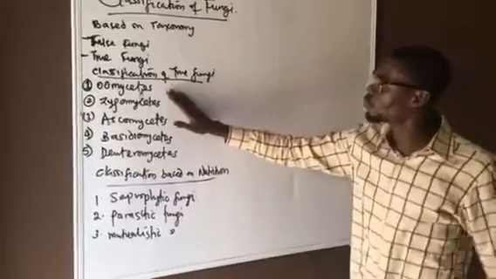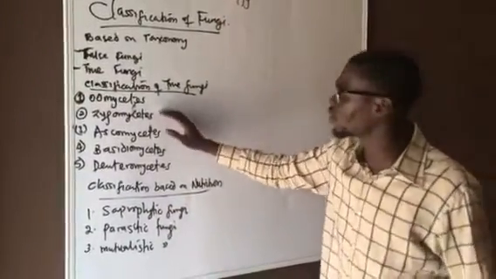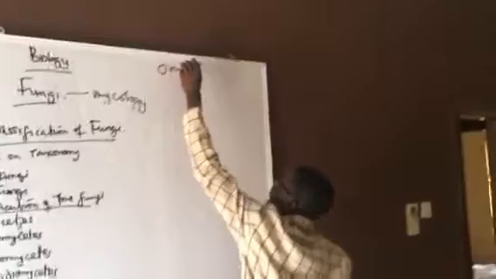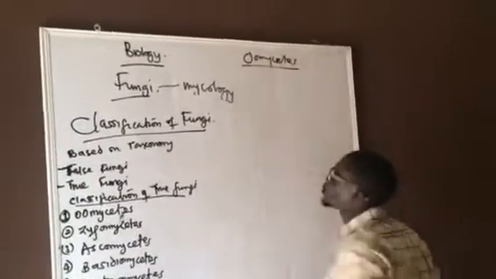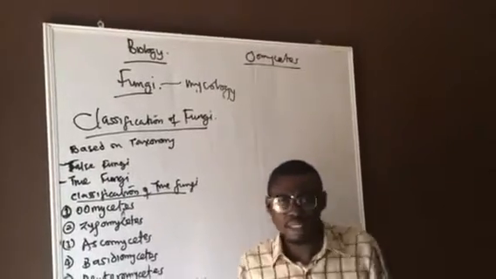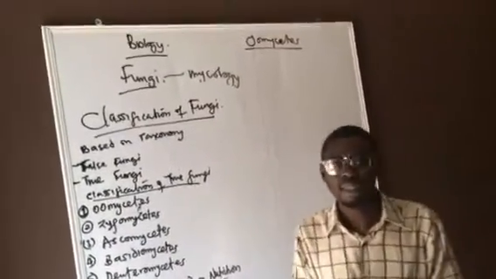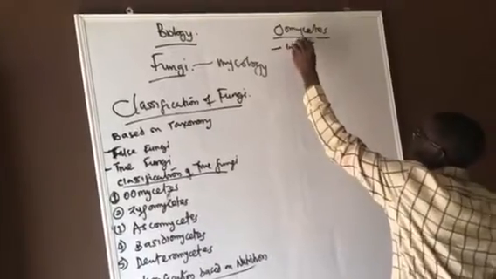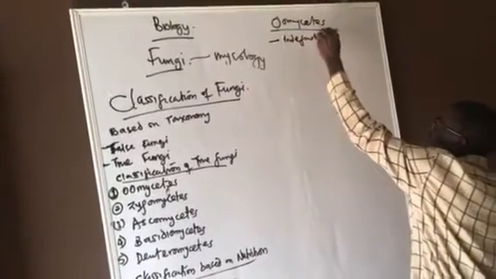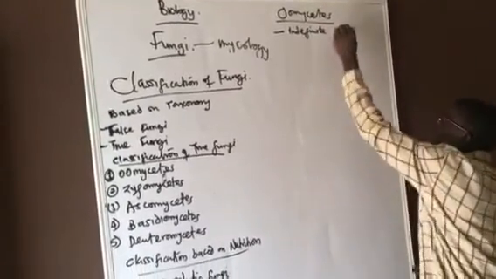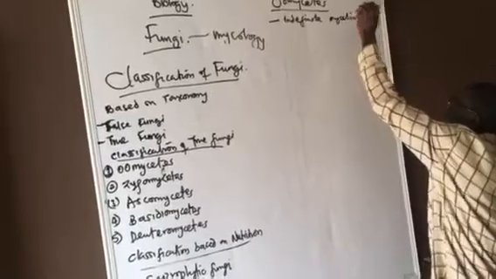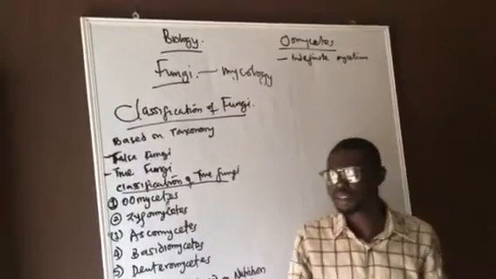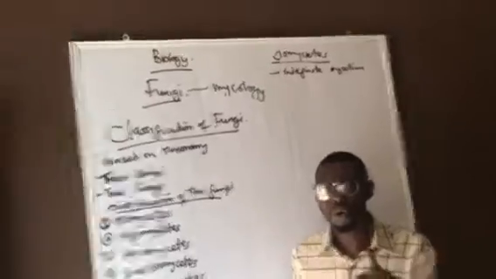When we talk about the classification of true fungi, we are going to understand the characteristics of these five main classes. So let's start from the Oomycetes, that is the first class. Oomycetes are fungi that don't have a definite mycelium. The structure of the mycelium is indefinite. When we talk about mycelium, we can have septate and aseptate mycelium. That is the structure of the body.